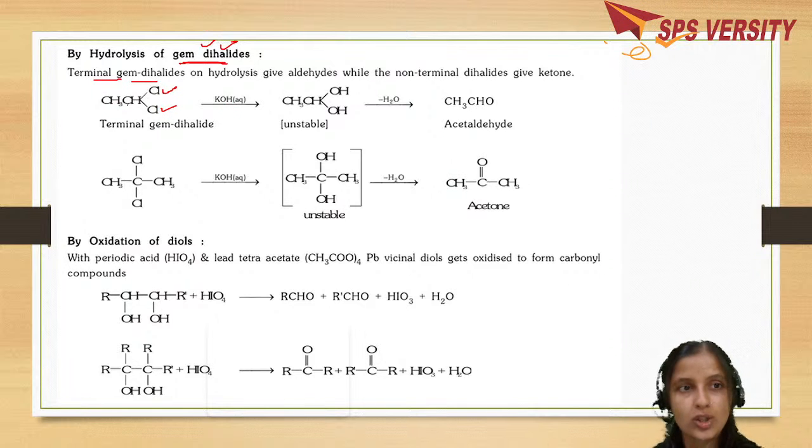So as a result, you get CH3CH(OH)2. The two OH groups attached to the same carbon are pretty unstable, because of which a water molecule gets eliminated like this. You get CH3CH double bonded O, that is nothing but the aldehyde. So from the terminal geminal dihalide, you are going to get the unstable dihydroxy compound, which on elimination of one mole of water is going to give you an aldehyde.